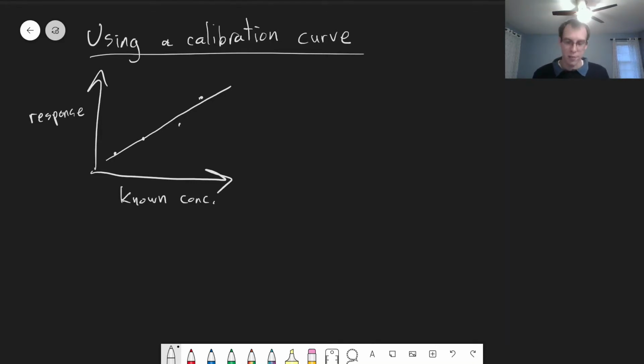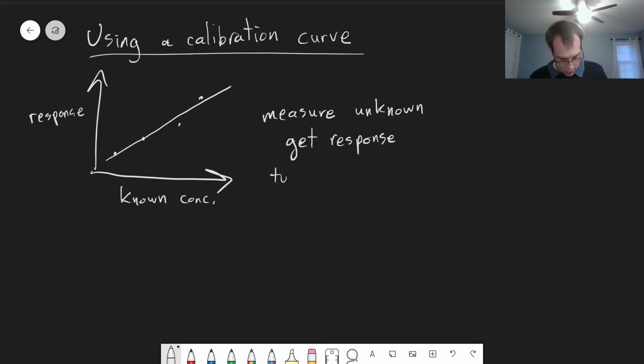And the point of this is that we can measure an unknown that lies within this range. Maybe we measure an unknown, get the response, and we can turn that response into a concentration. Say we measure a value that has a response here. We can go over to our best fit least squares curve and find the known concentration that corresponds to that point. And that's the idea of how we use the calibration curve.